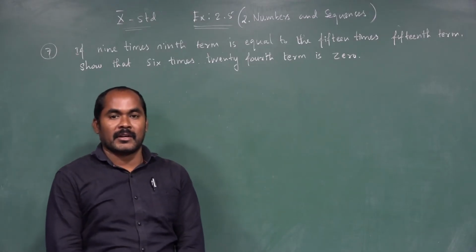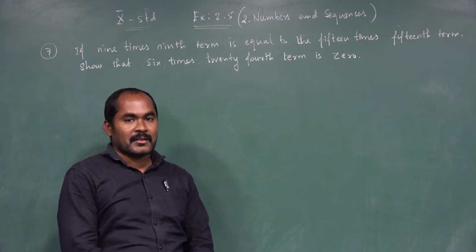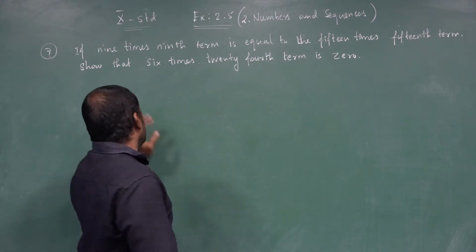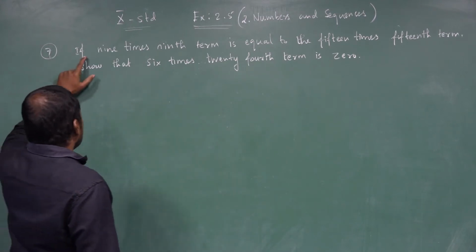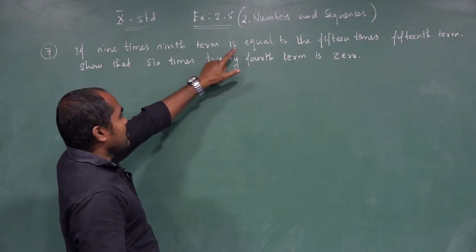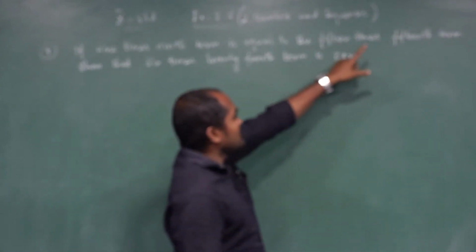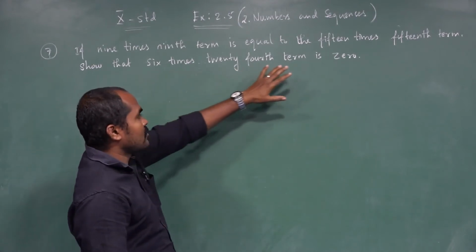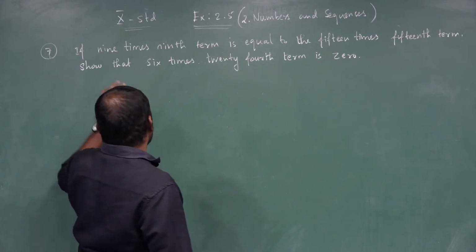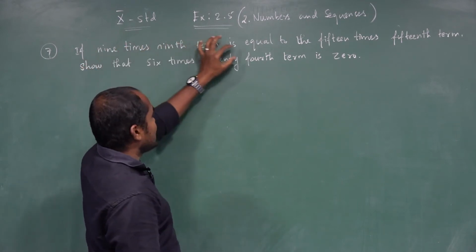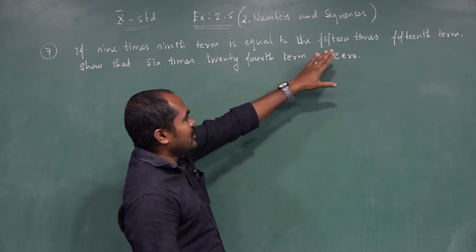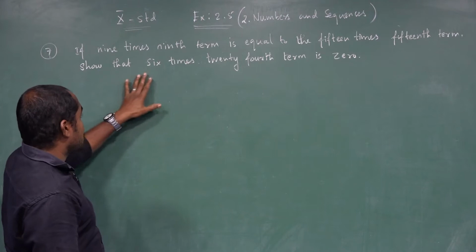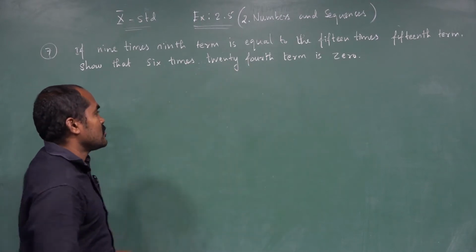Hi students, today I am going to teach 10th Maths Chapter 2 Numbers and Sequence Exercise 2.5 7th sum. If 9 times the 9th term is equal to 15 times the 15th term, show that 6 times the 24th term is 0. So given 9 times the 9th term is equal to 15 times the 15th term, we want to show 6 times the 24th term is 0.